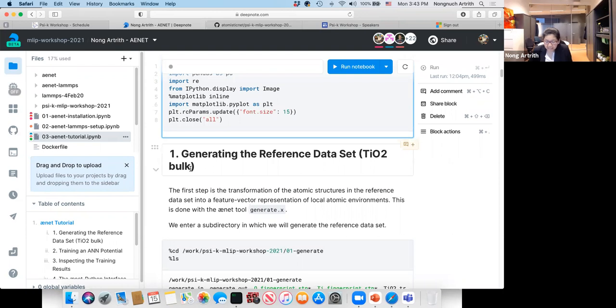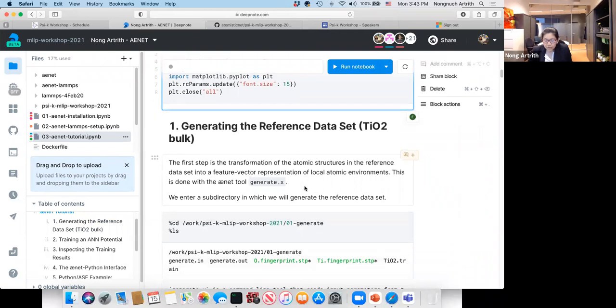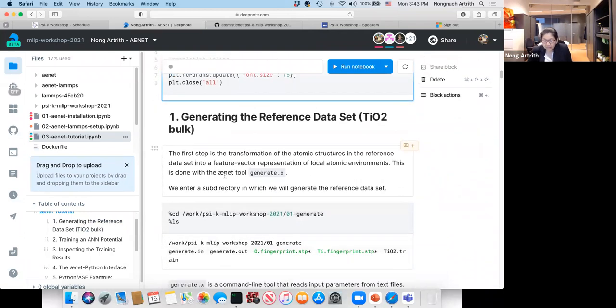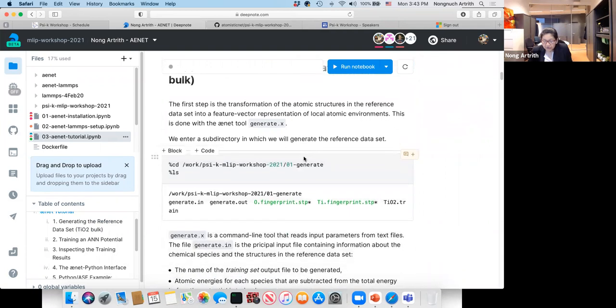I also provide the XSF database in the folder so that you can take a look and check everything there. The first one we use, after compiling ANET, you will get the executable file called generate.x. The way that we are using it, you can see here, is generate.x in the folder that I call 01 generate, because it's step one. So 01 means step one. You have to convert or transform your XYZ coordinates to the local atomic environment of the structure that you have.